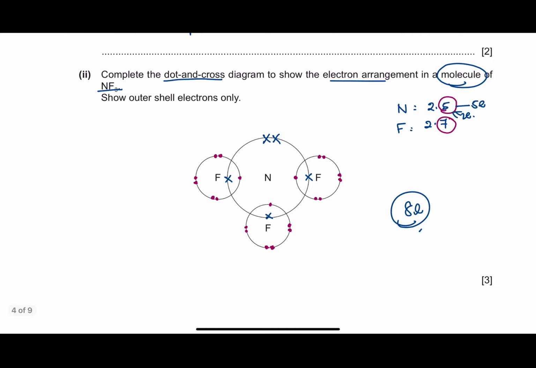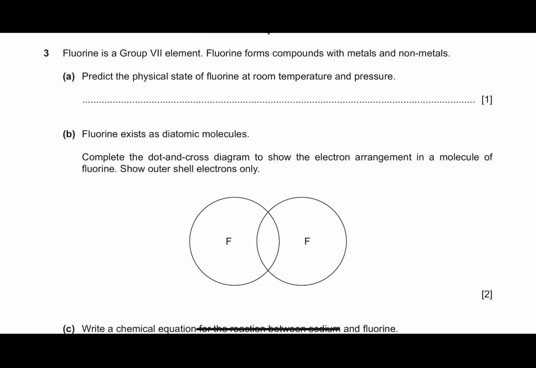So when you draw the dot and cross diagram, please be reminded that you need to separate each element, one with cross and one with dot. Now this is a question from February-March 2019, question 3. Fluorine is a group 7 element. Fluorine forms compounds with metals and non-metals. Predict the physical state of fluorine at room temperature and pressure.